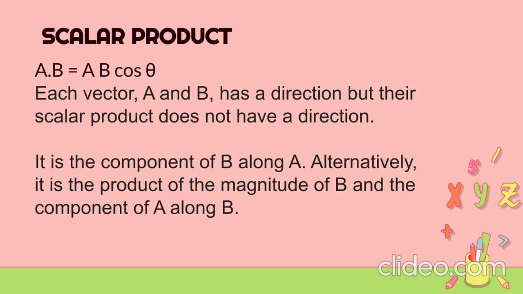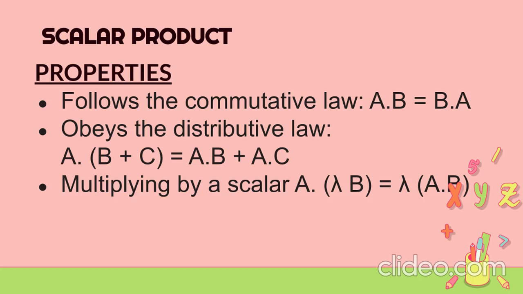When we have two vectors with an angle theta between them, the product of the vectors a dot b will be ab cos theta, which means the magnitude of a multiplied by the magnitude of b multiplied by the cosine of the angle between them. Ultimately, the scalar product gives us a number. Let's also familiarize ourselves with the properties of the scalar product.